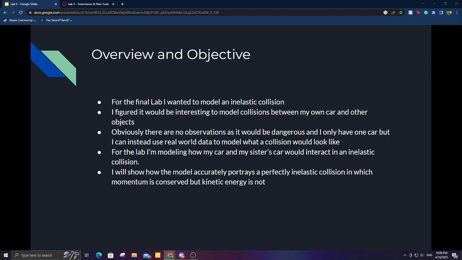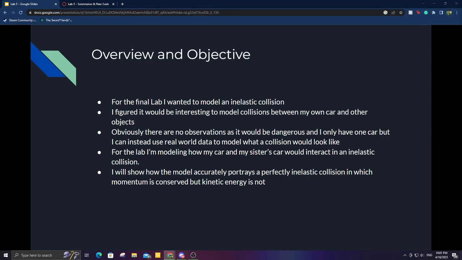I stuck with perfectly inelastic collisions as they allow me to calculate the final velocity of the additive object from only knowing the initial velocities and their masses, and I decided to model collisions between my own car, a minivan, and my sister's sedan, as I thought it would be interesting to see how the high mass of my minivan compares to the lower mass of my sister's sedan, and also just seemed kind of funny.